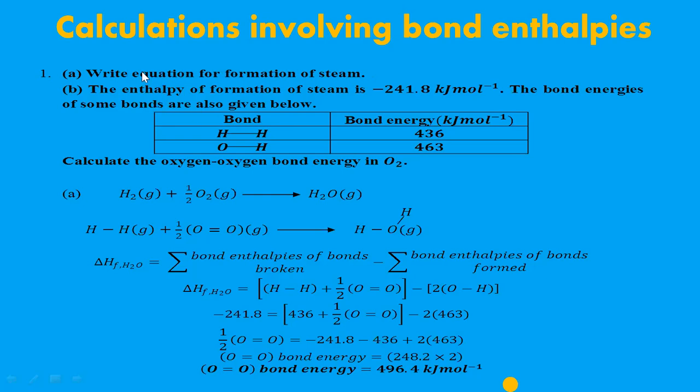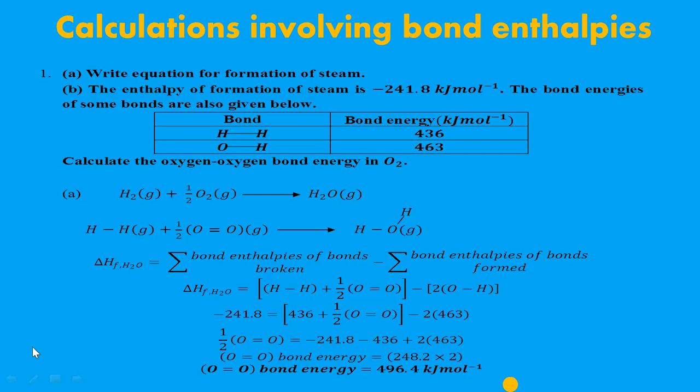Here comes another question. Linda, can you read for us this question? Write equation for the formation of steam. Part B, the enthalpy of formation of steam is negative 241.8 kilojoules per mole. The bond energies of some bonds are also given below. Calculate the oxygen bond energy in oxygen. Very good.